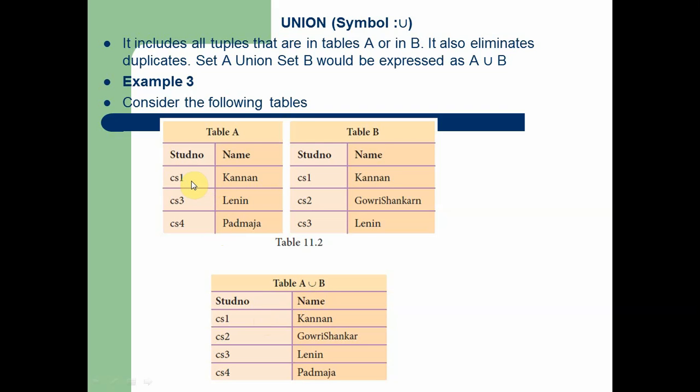See in table 1, CS1 Kannan and CS2 Kannan are the same, so they display only once, and CS2 Gauri Shankar is displayed on the screen. CS3 Lenin is also displayed, but Lenin is available in both tables A and B, and it is displayed only once. CS4 Batmaja will display on the screen once. So the union operator includes all the tuples and removes the duplicate tuples. This is the algebra operator which applies in the RDBMS.